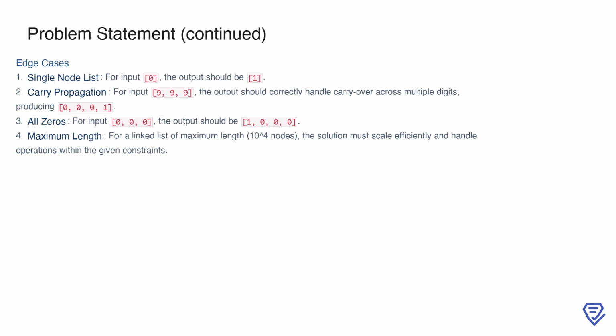Finally, for a linked list with the maximum possible length of 10,000 nodes, your algorithm must be efficient enough to process the input within the given constraints. These edge cases ensure that your solution is robust and handles all possible inputs correctly.